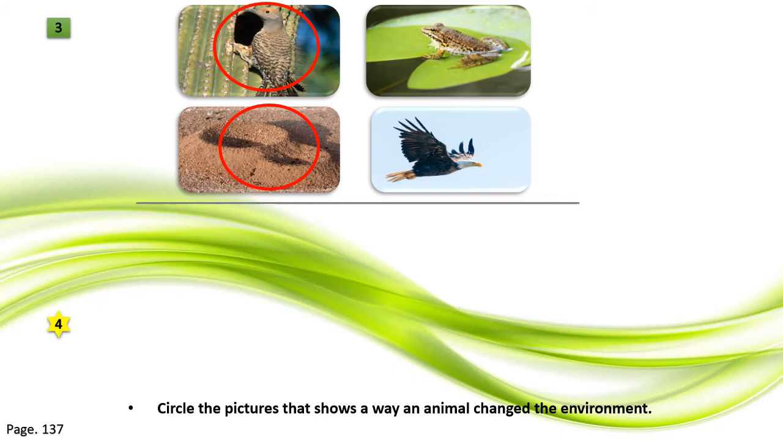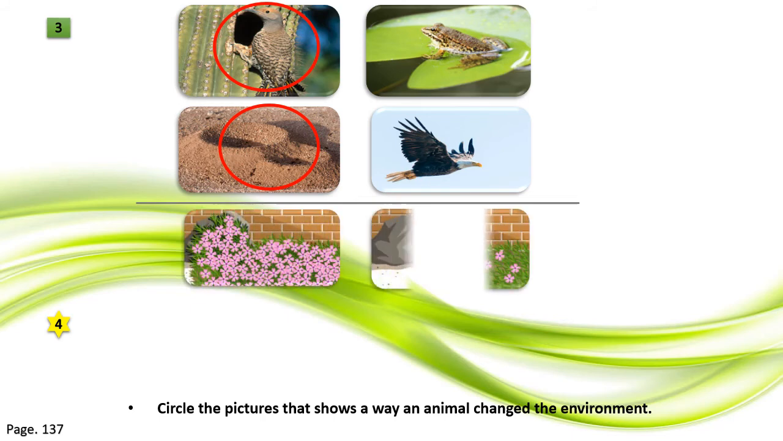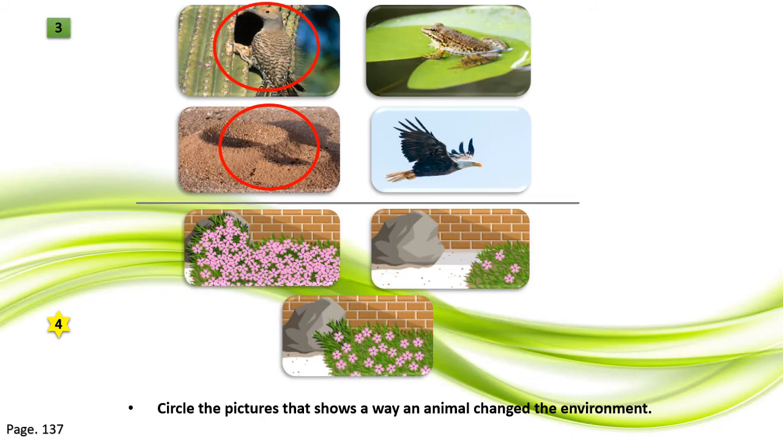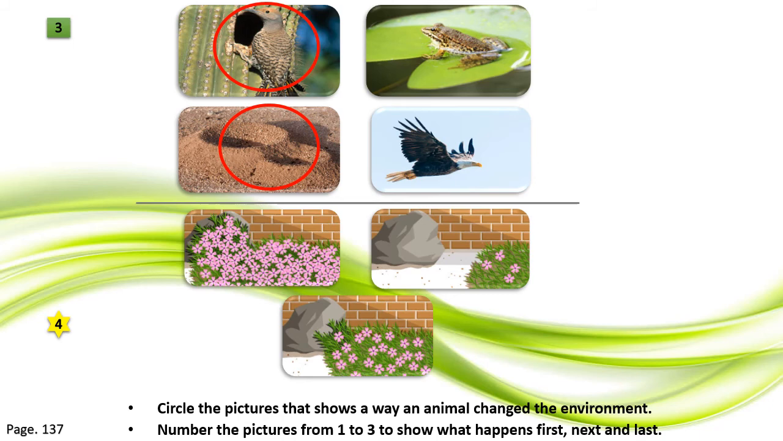And now, for question number 4, let's have a look at these 3 pictures below. We are asked to number the pictures from 1 to 3 to show what happens first, next, and last. So, what are we going to do?